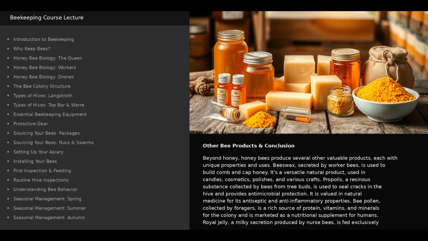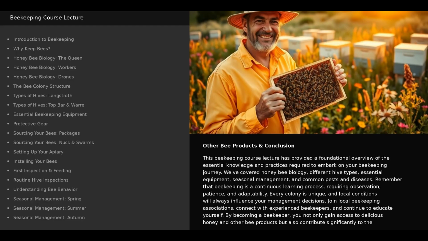Royal jelly, a milky secretion produced by nurse bees, is fed exclusively to the queen and young larvae. It is highly prized for its purported health benefits and is used in supplements and cosmetics. Each of these products offers additional avenues for beekeepers to engage with their hives and derive further benefits. They represent the incredible versatility and productivity of the honey bee colony, showcasing their profound impact on both natural ecosystems and human well-being. This beekeeping course lecture has provided a foundational overview of the essential knowledge and practices required to embark on your beekeeping journey.